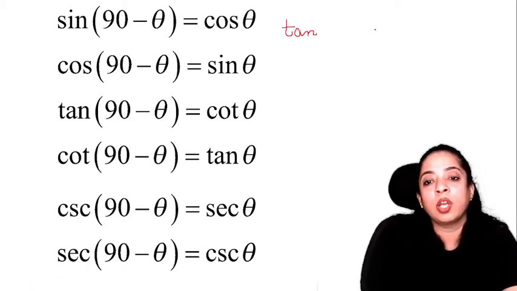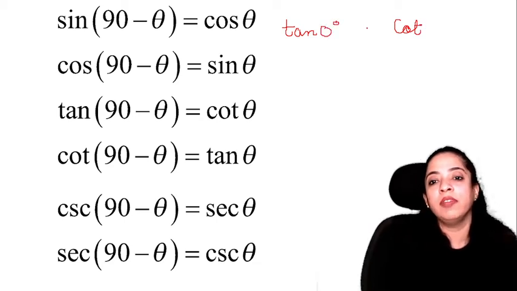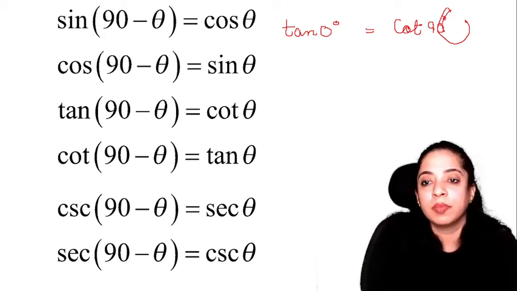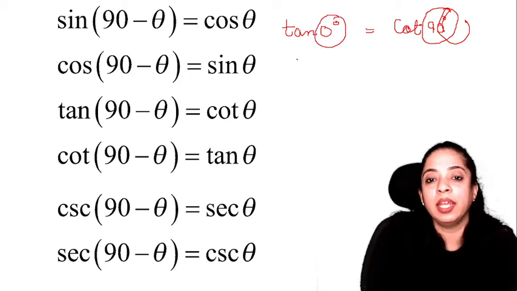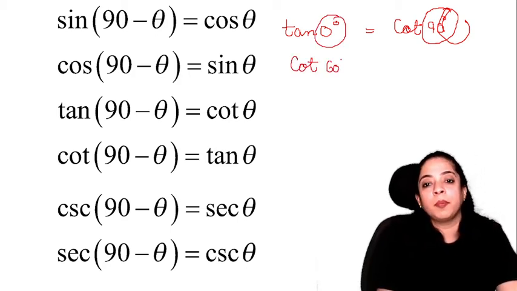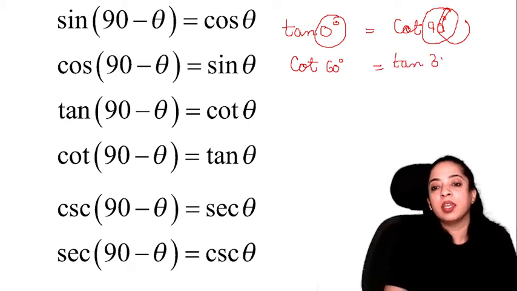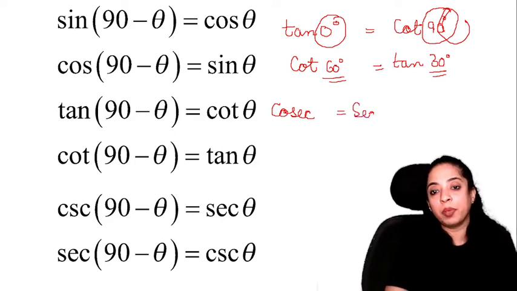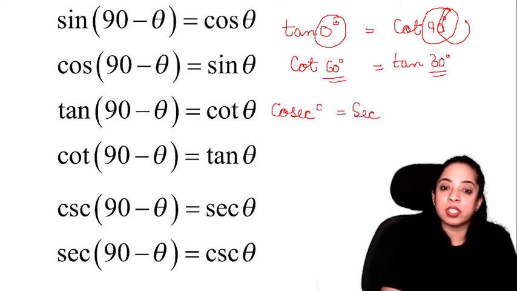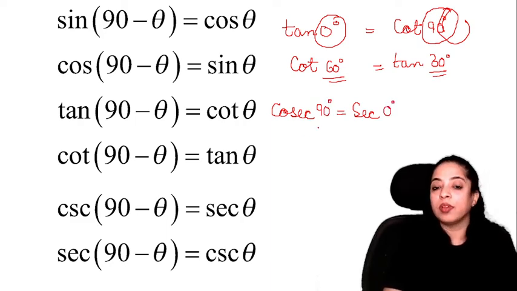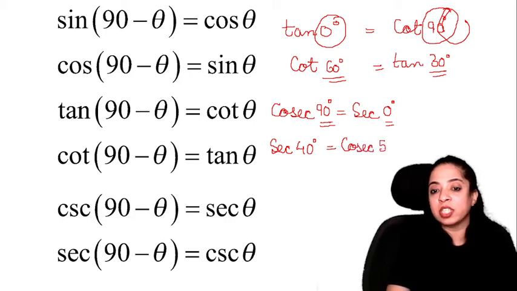For example, tan and cot are complement of each other. So tan 0 degree will be equal to cot 90 degree, because this sum should become 90, right? If I take cot 60 degree, then it should become tan 30 degree, because this sum should become 90. Similarly, cosec and sec are complementary of each other. If I take cosec 90, it will be sec 0, right? The sum has to be 90. If I take sec 40, it will be cosec how much? The total sum has to be 90, so this will be 50.